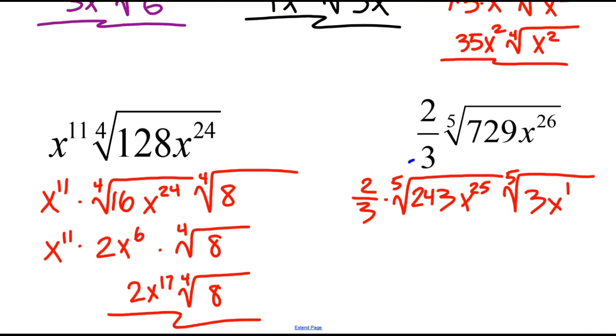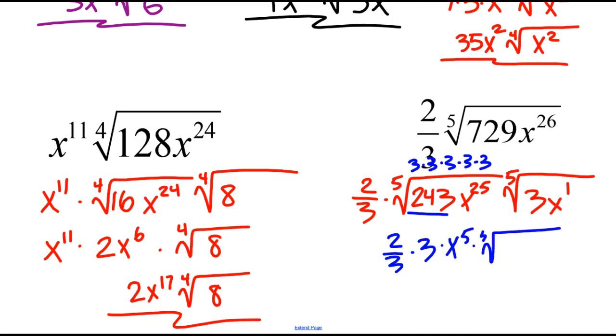So now, and maybe some of you are like, what the heck? 3 times 3 times 3 times 3 times 3 is equal to 243. That's why we broke it up into 243 and 3. And so now we have 2/3 times 3 times x to the 5th times the 5th root of 3x, which can be finally written as 2/3 times 3. Those cancel out. That's 2x to the 5th, 5th root of 3x.